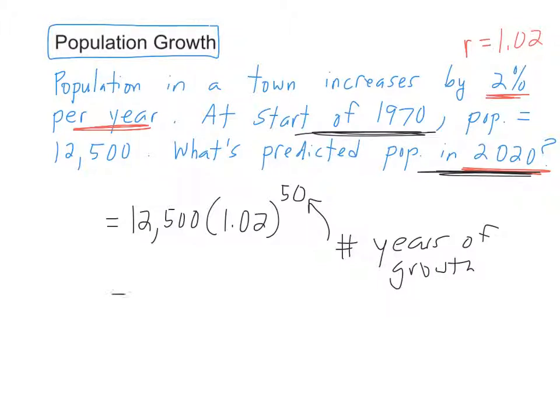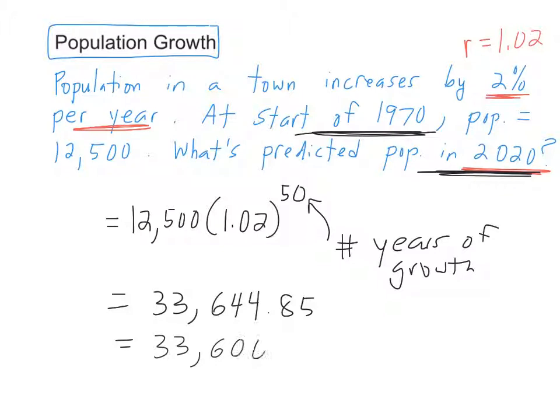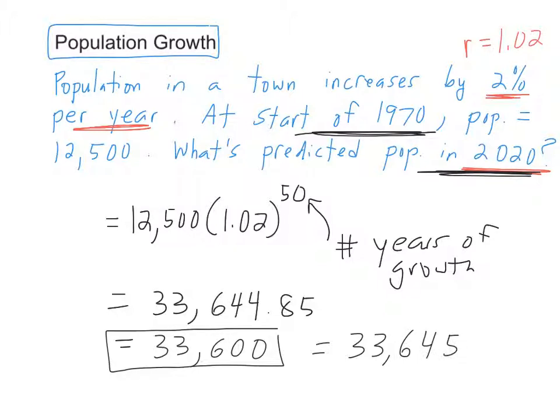So when we clean this all up, we get 33,644.85. Now we're talking about humans, we're not talking about dollars and cents. So to 3 sig figs, this would be written as 33,600. These zeros are insignificant. However, if you were to say 33,645, if you round to the nearest person, that is also acceptable, okay, for a final answer. IB would accept both. All right?